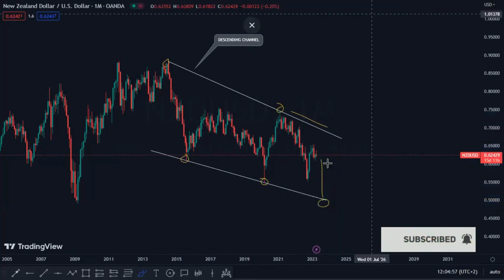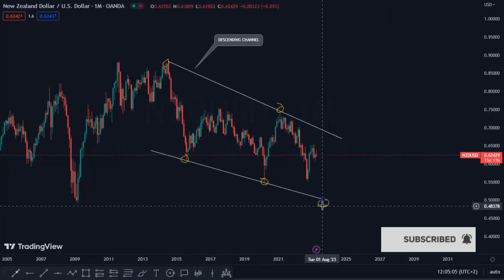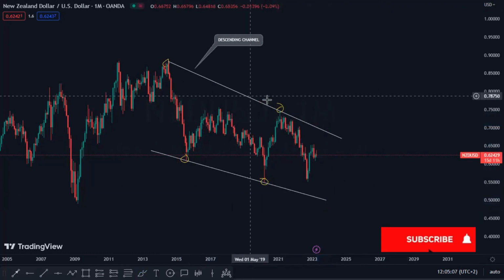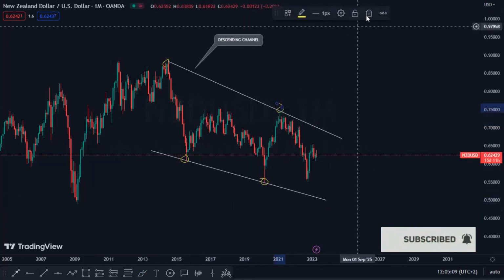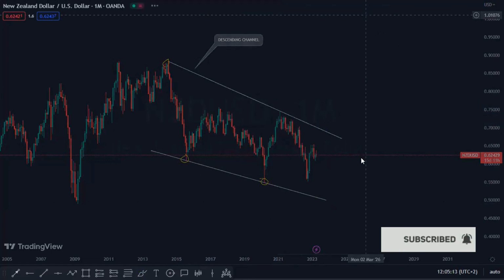But yet again, guys, I'm on a monthly time frame. I can't determine what price is gonna do on lower time frames. This is just an overview of how price is looking on the higher time frames, right? So what I'm gonna do right now is jump on a weekly time frame just to further refine price, right?